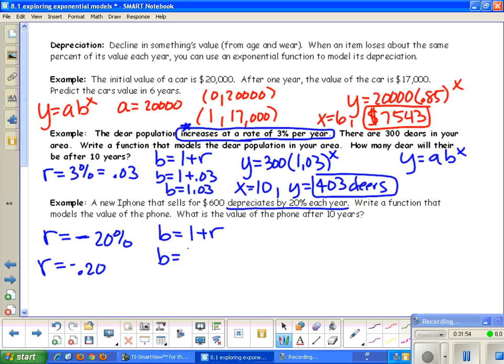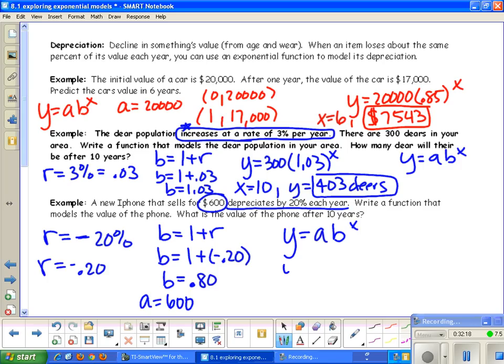So if I want to figure out the b value, so my decay factor, b is equal to 1 plus r, so b is equal to 1 plus negative 0.20. That means my b value is equal to 0.80, which makes sense because we know we're depreciating, so it's a decay factor. So y equals ab to the x. I know that I'm starting off with, it says that iPhone sells for $600, so a is equal to 600, which is my initial amount. So y equals 600 times my b, which is 0.80 to the x.